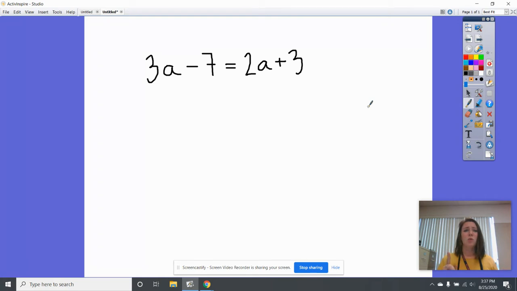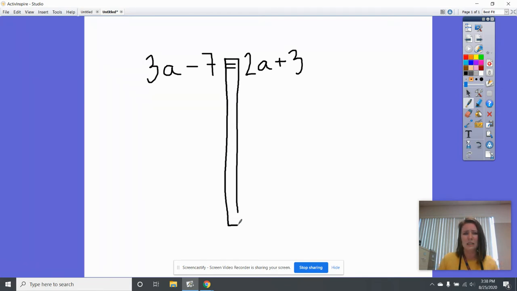We don't like that. We have to choose one of the variables. It does not matter which one, but I always prefer to choose the smaller one. So in this case, we have a 3a and a 2a. Well, 2 is smaller than 3, so I choose 2. Okay, I'm going to draw my wall. I always draw this because it helps keep me organized and helps me know if I do one thing on one side of the wall, I have to do it on the other side also.